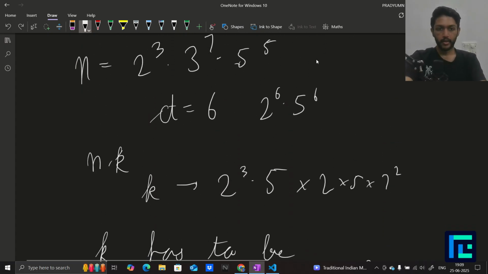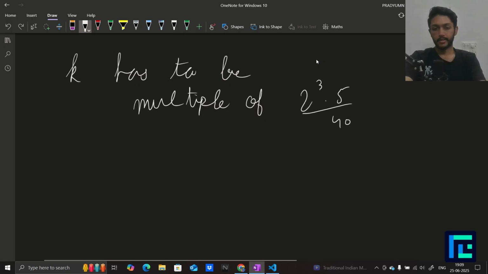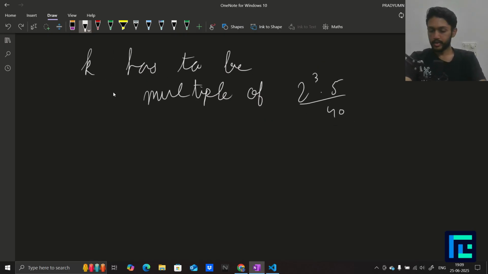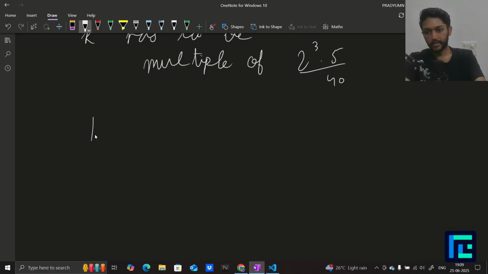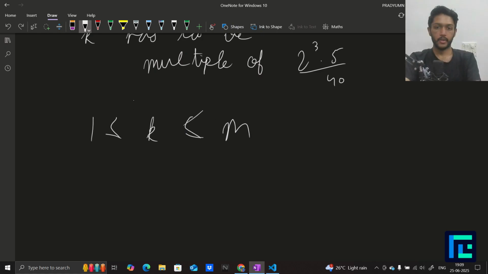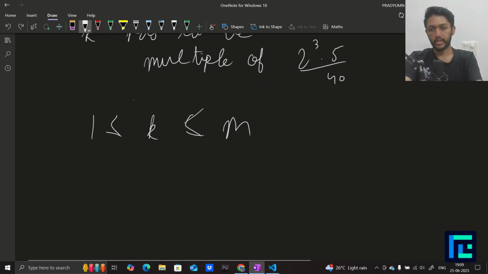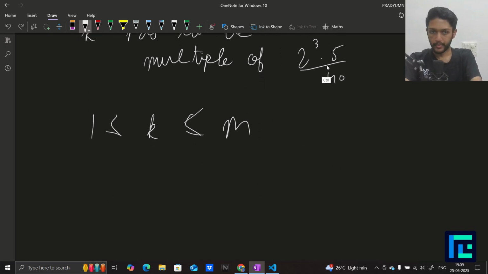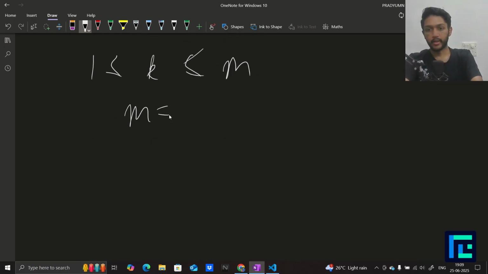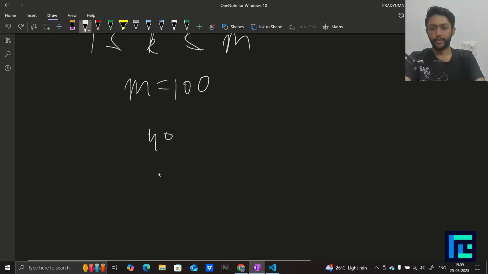Okay, so this is fine. So now what I can say is that k has to be this much, but our valid range of k is 1 to m, right? So if we want 6 zeros, we can choose any k which is a multiple of 40, but it has to be less than or equal to m. For example, if m is 100 and we want a multiple of 40, we can take either 40 or 80. They are both multiples of 40 which are less than or equal to 100.